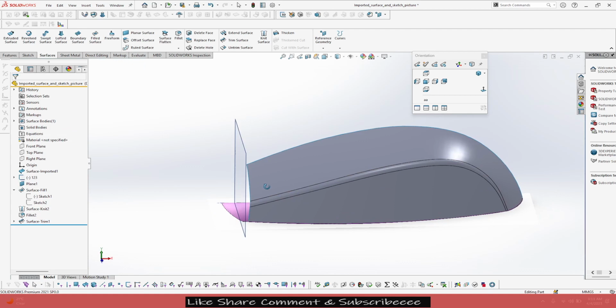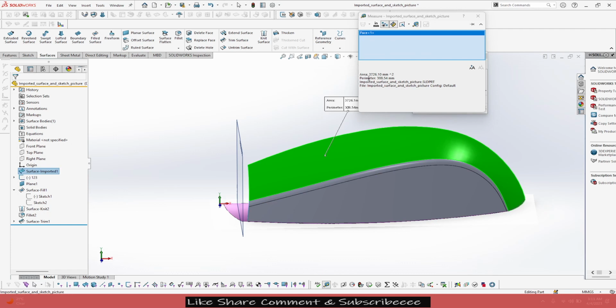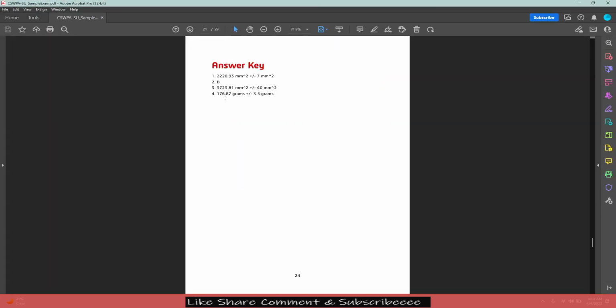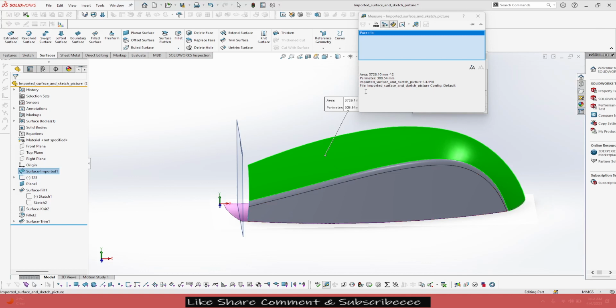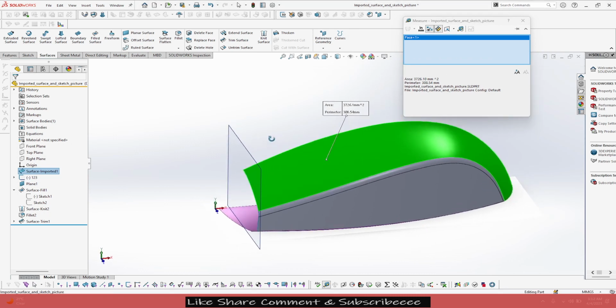You can see a nice clean trimming done over here. So let's measure that. 3726. Let's go to our answer. 3723.81 plus minus 40. So it's pretty much close to the answer, and thus it's the correct answer for this question.